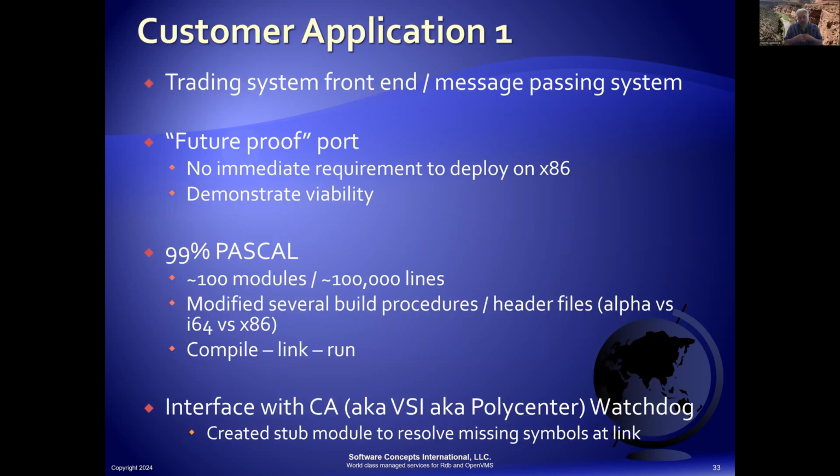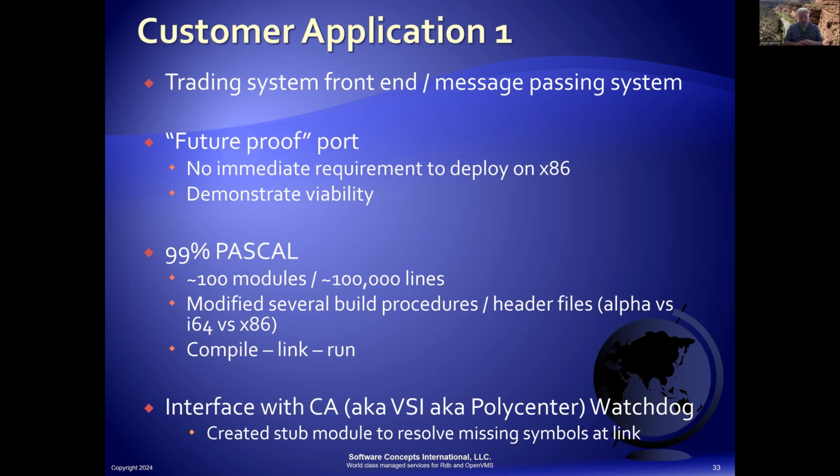Customer applications, I've got two examples of ones that we've worked with. The first one is a message passing system as part of a great big international securities exchange that you've heard of. They don't need to go to x86 today, but they need to know that they could. So we got involved and built their application. It's about 100 modules, 100,000 lines of code. All of the changes that I had to make were related to Alpha versus Integrity versus x86, because this code's been around for a while.